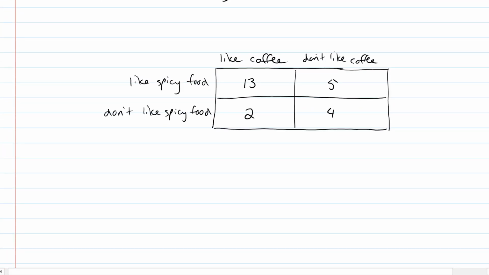Okay, so because this is our first example, let's take a look at a couple of different ways of understanding this data. The first is, since we're going to be talking about this later, it's nice to have some abbreviations. So let's let C equal coffee, and then the not coffee column we'll call not C, and then like spicy food is S, and then don't like spicy food is not S. And this number 13, for example, is then the number of people who like coffee and like spicy food.